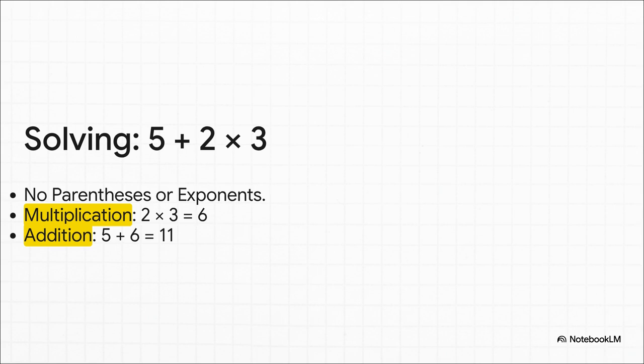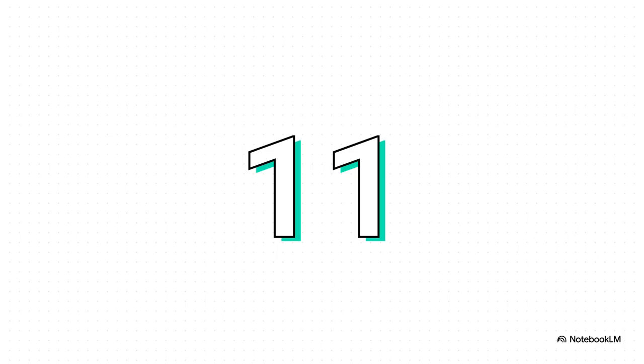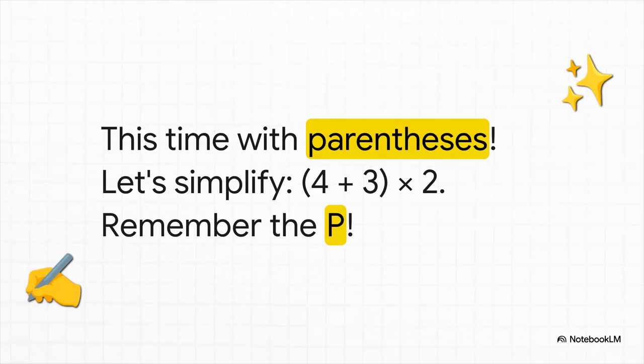2 times 3 is 6. Now the problem is just a simple addition. 5 plus 6 gives us 11. That's it, the one true answer. See how the blueprint gives us a clear path and gets everyone to the same correct results? Okay, let's try another one.